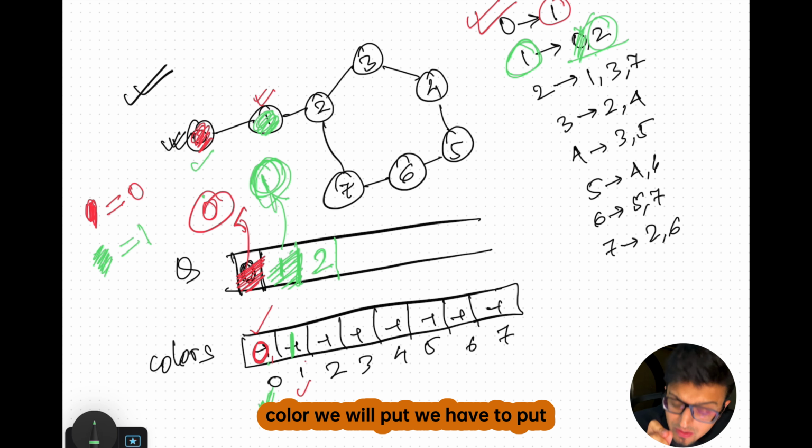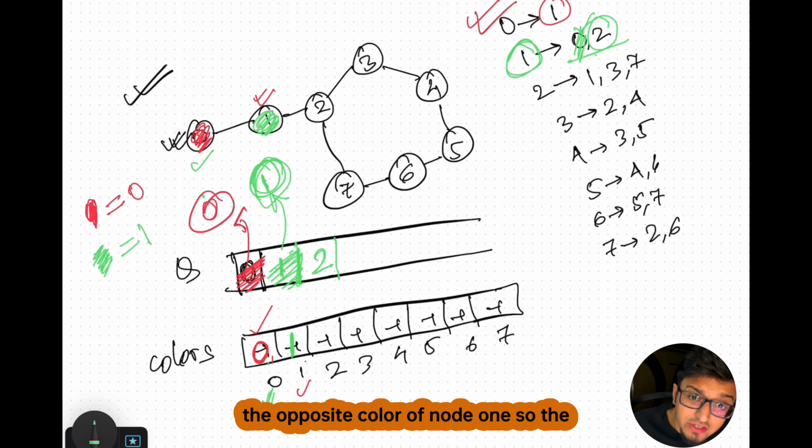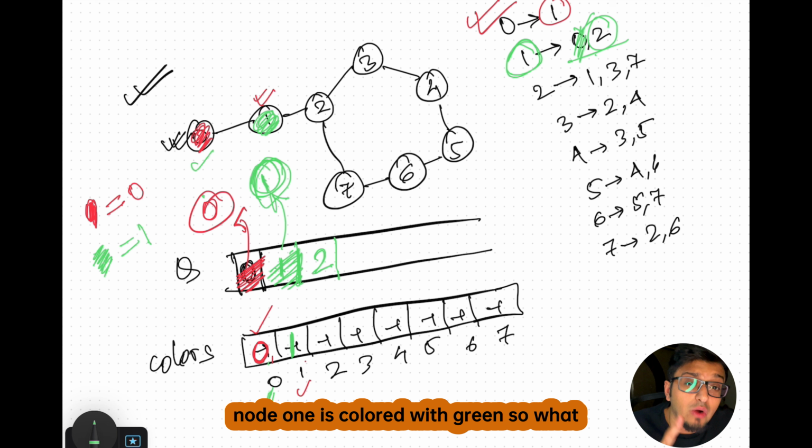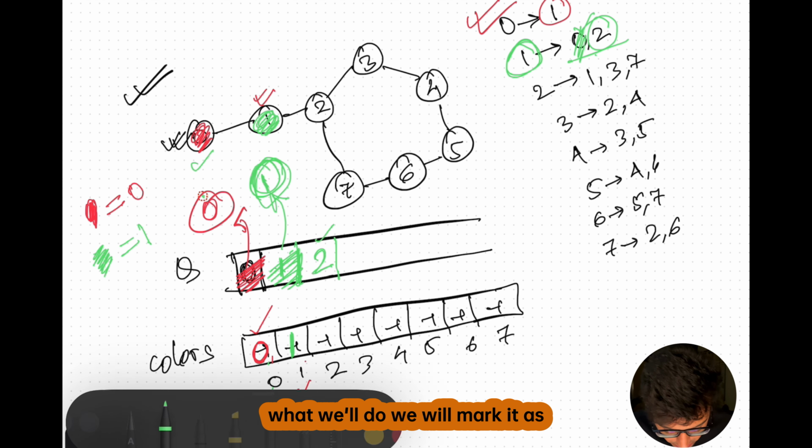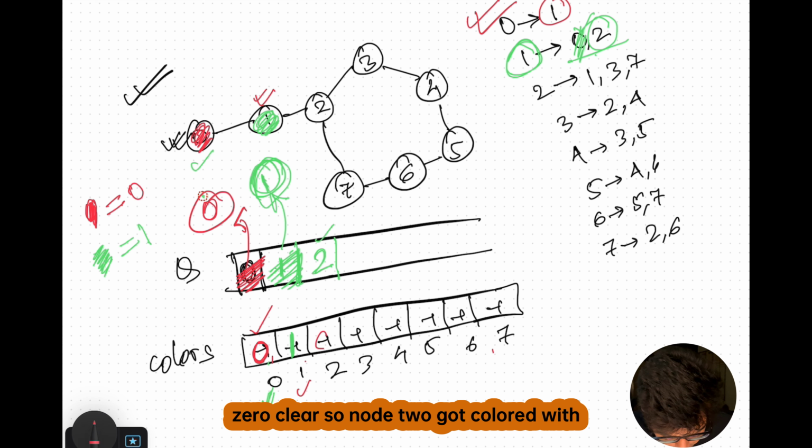And what color will we put? We have to put the opposite color of node 1. Node 1 is colored with green, so what do we have to put for node 2? That is red. And to put the red, what will we do? We will mark it as 0. Clear? So node 2 got colored with red.